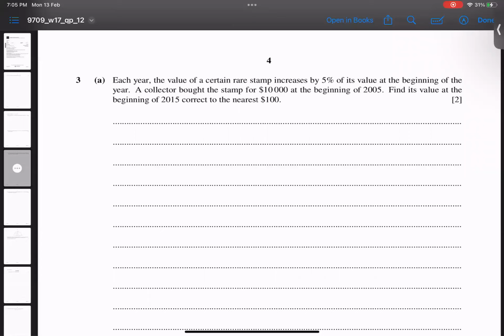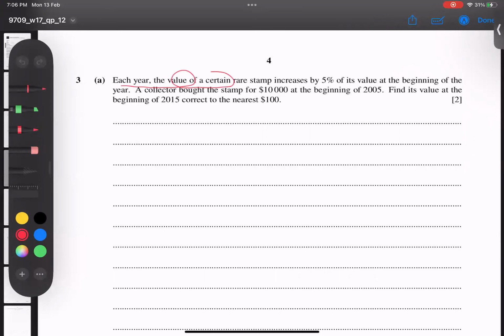So let's start. Whenever he mentioned here clearly, he mentioned that each year the value of a certain rare stamp increases by 5%. Okay, and at the beginning of the year, the collector bought the stamp for $10,000 at the beginning of 2005. Find the value at the beginning of 2015, correct to the nearest $100.